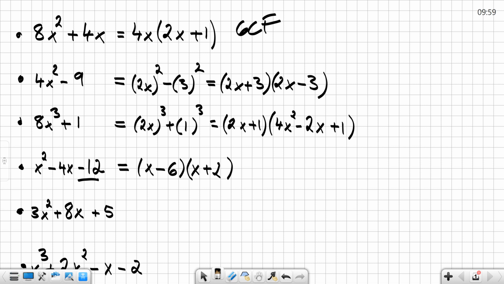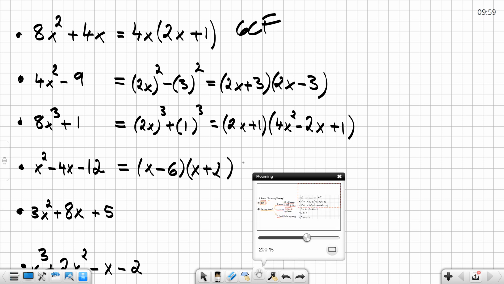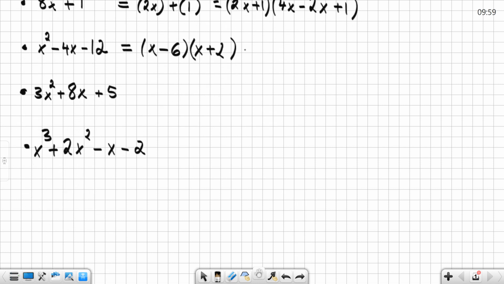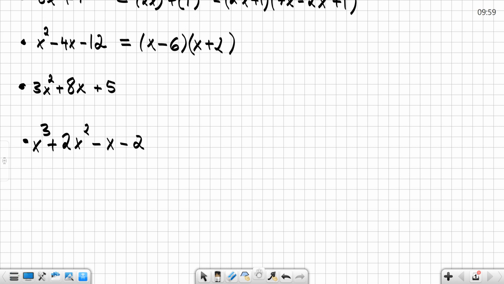Negative 6x plus 2x is negative 4x. All right, let's have a look at the next one. This was the slightly trickier one. In this case, the first thing that I had to do is multiply the leading coefficient with the constant. 3 times 5, that is 15.